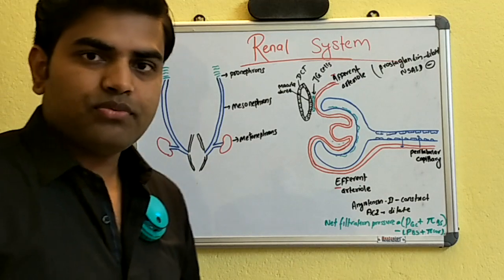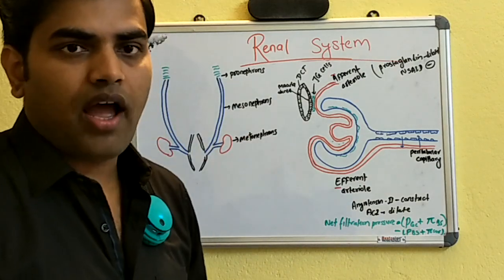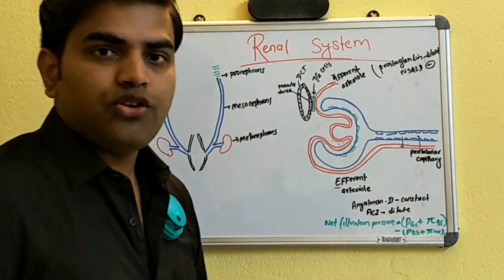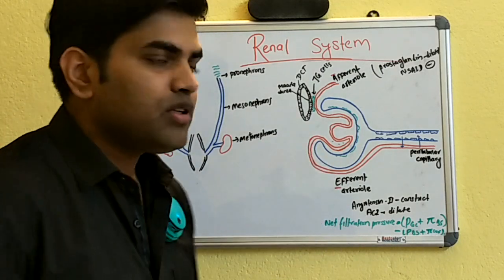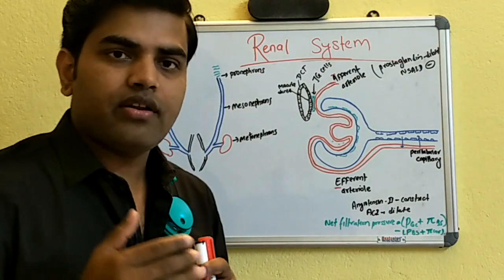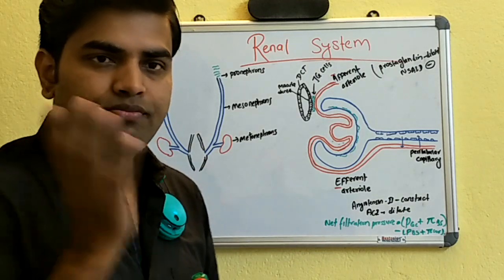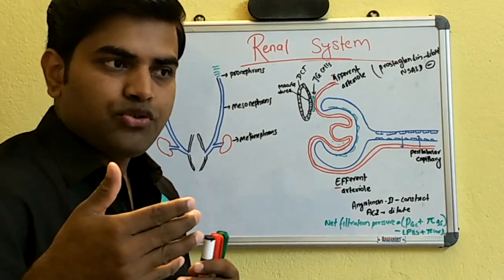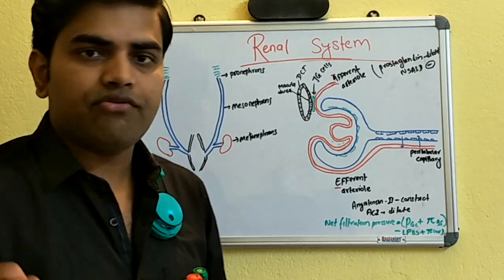Hello friends. Today we'll start a new system revision of the USMLE Step 1: the renal system. We'll divide this revision into 4-5 parts. We'll cover the first part as anatomy, then the second and third as physiology, then pathology, and finally pharmacology.